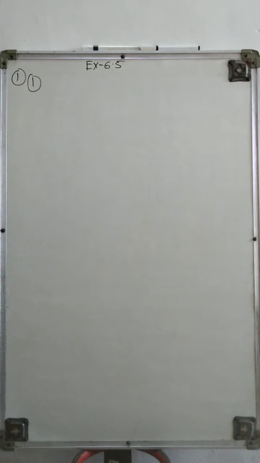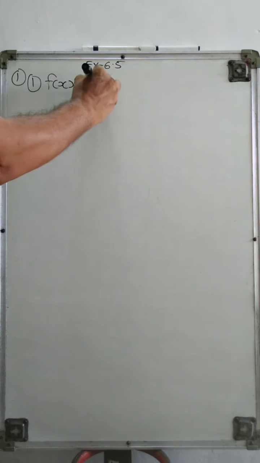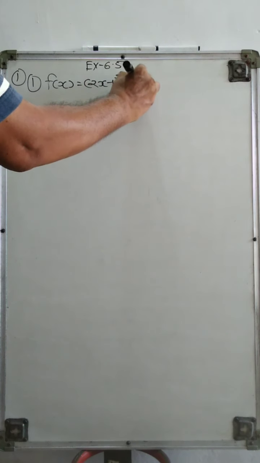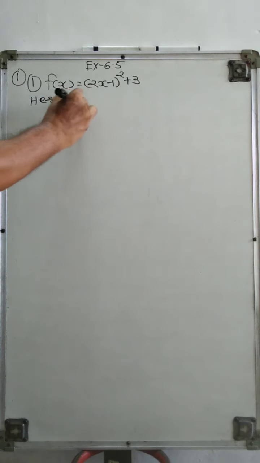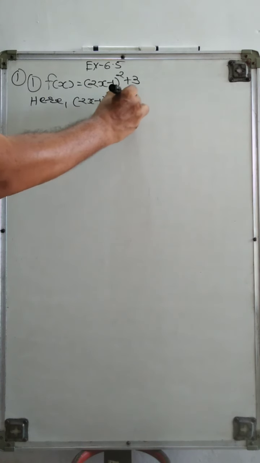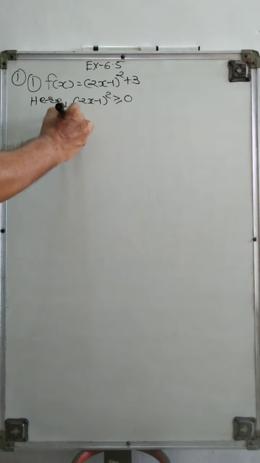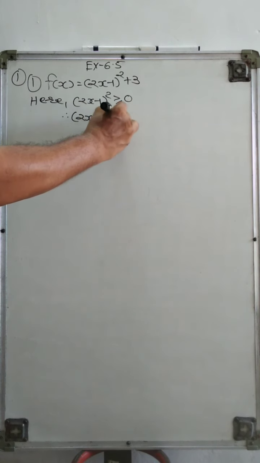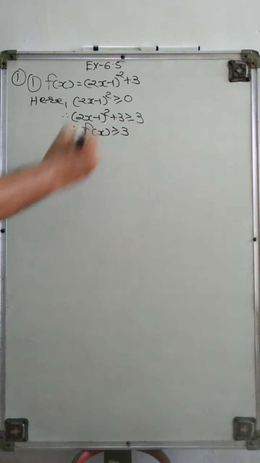First sum is find the maximum and minimum value of the function. First is f(x) is equal to (2x minus 1) square plus 3, right? Here this function is defined on real numbers. So first of all here (2x minus 1) square is always greater or equal to 0. We know that because it is a square. Now adding 3 both the sides, we get (2x minus 1) square plus 3 is greater or equal to 3. It means f(x) is greater or equal to 3.